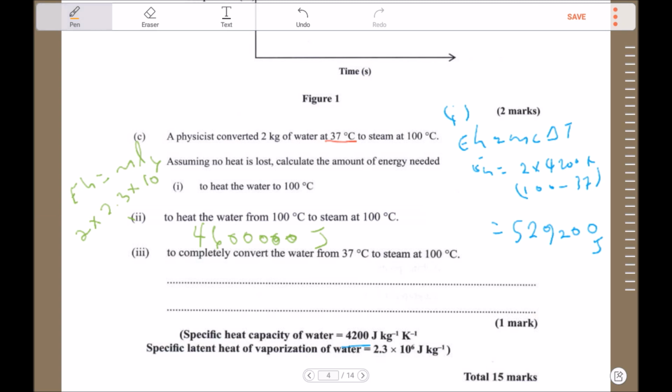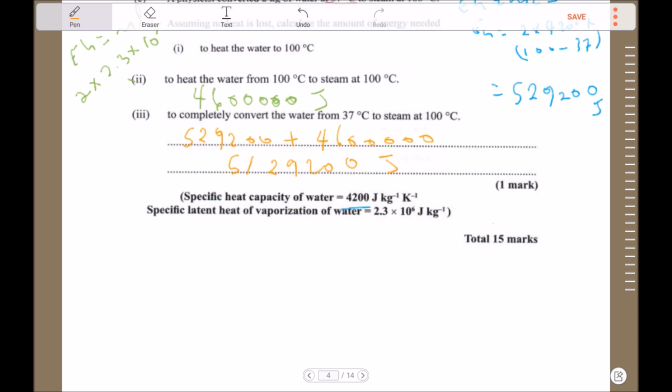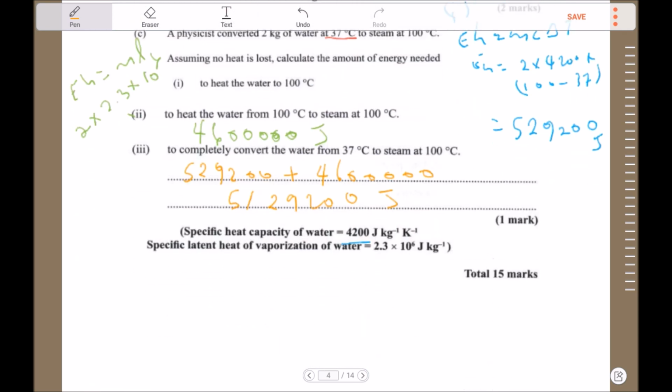Now to completely convert the water, this is always just easy marks right here. You just add up everything. So 529,200 plus 4,600,000 that is equal to 5,129,200 joules. And that's it. So easy marks right there.